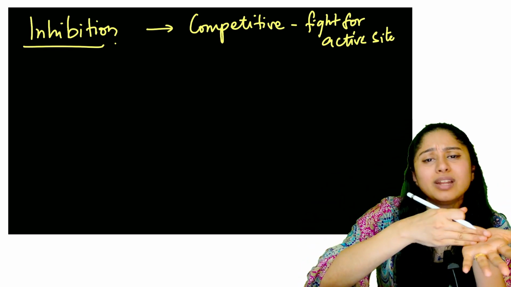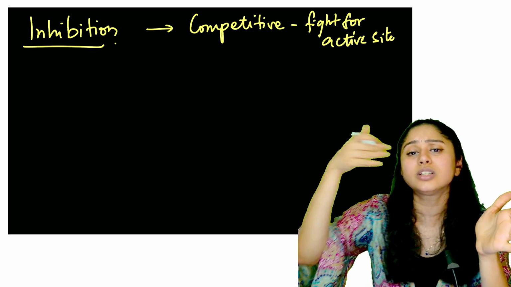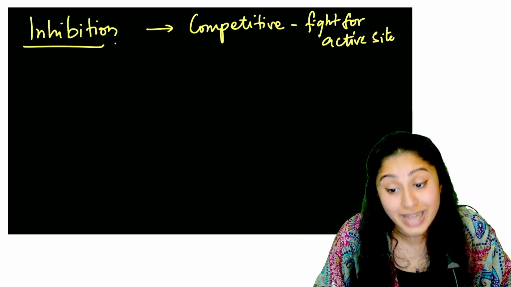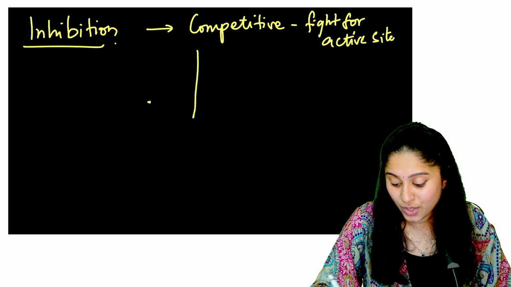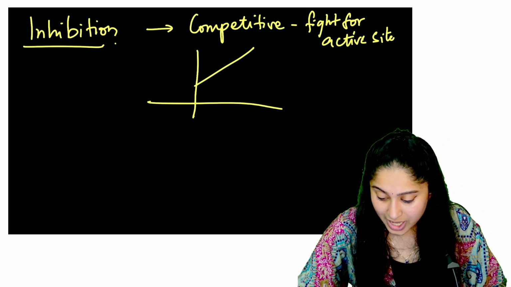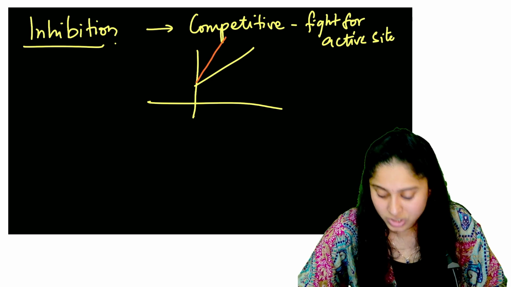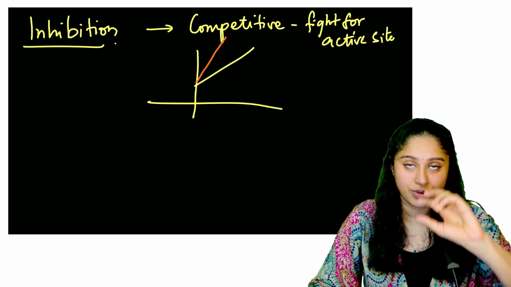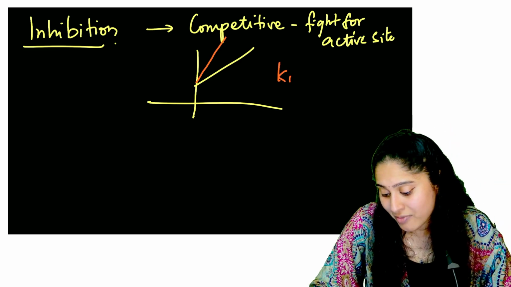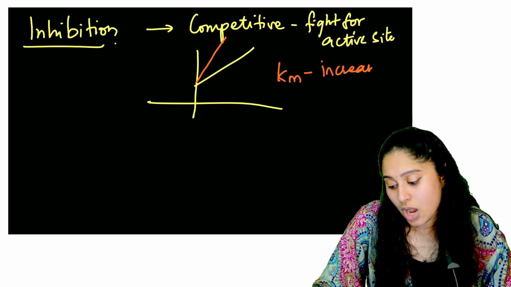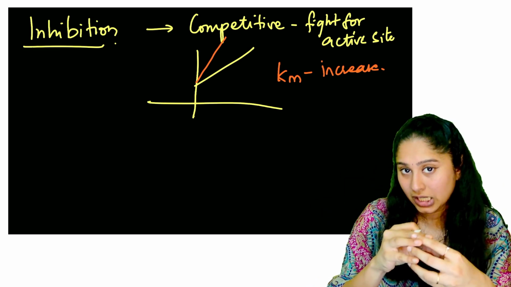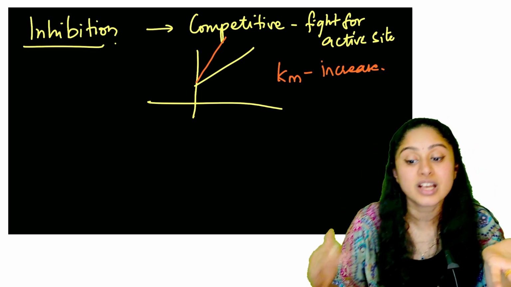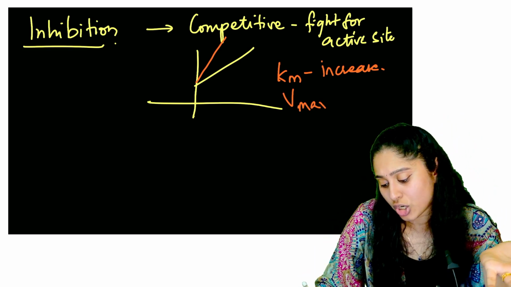So my competitive inhibitor has already locked the active site, so further substrates cannot come and participate. That's the baseline. So here, my Lineweaver-Burk plot, with the presence of a competitive inhibitor, looks something like this. So then what will happen? If you look at it logically, the Km value will increase. Now the substrate cannot bind because the competitor has already occupied the active site, which means my affinity has reduced. But the Vmax does not change.